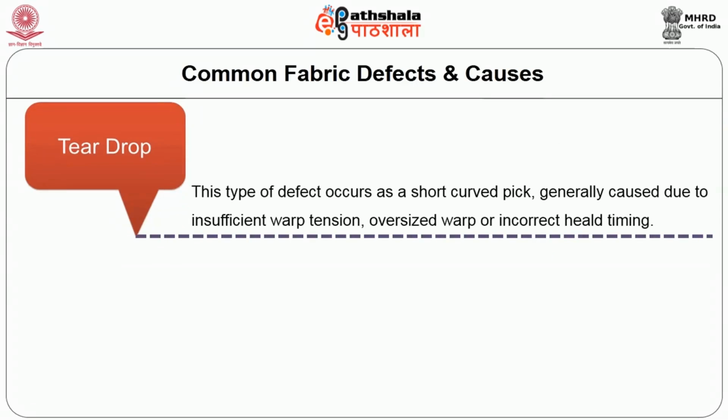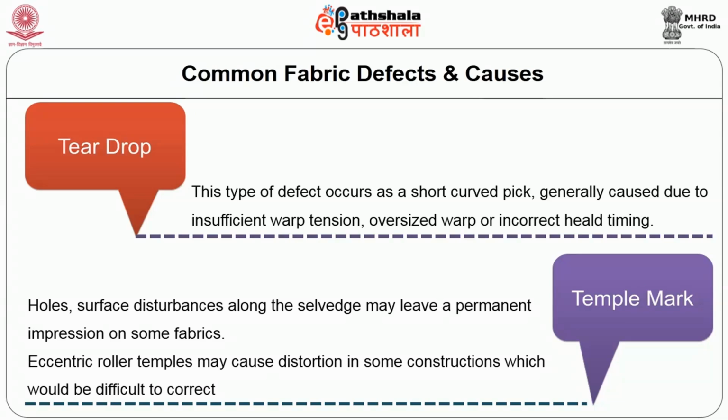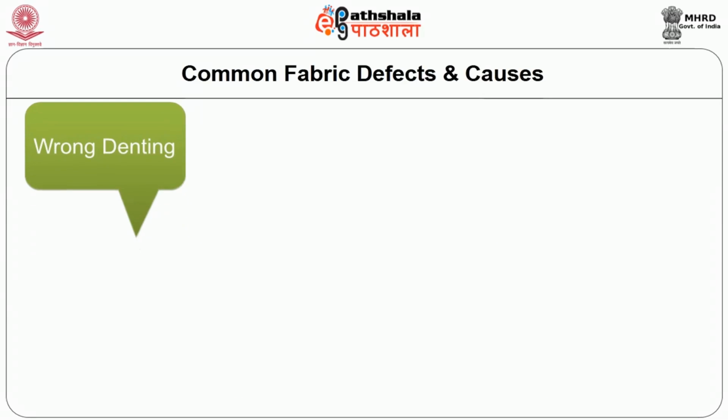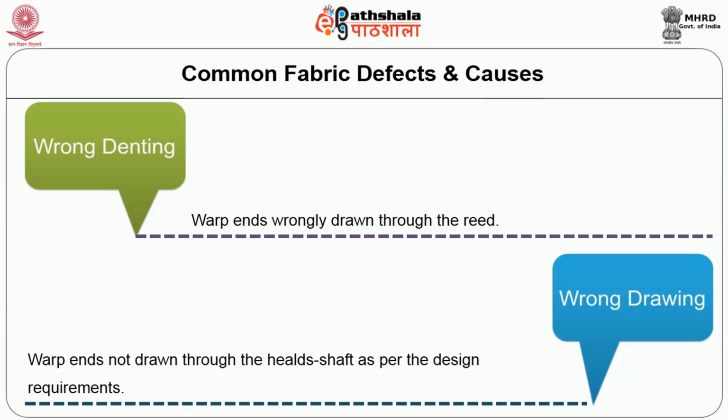Teardrop: this type of defect occurs as a short curved pick, generally caused due to insufficient warp tension, oversized warp, or incorrect heel timing. The temple mark: holes, surface disturbances along the selvage may leave a permanent impression on some fabrics. Eccentric roller temples may cause distortions in some constructions which would be difficult to correct. The wrong denting: warp yarn drawn wrongly through the reed is called the wrong denting. Wrong drawing in: warp yarns not drawn through the heel shaft as per the design requirements.